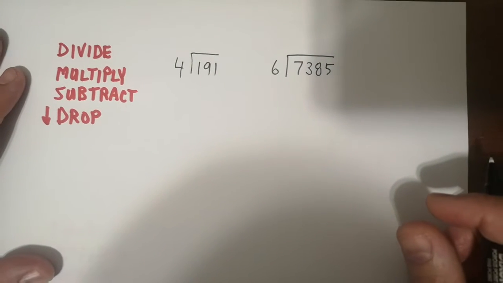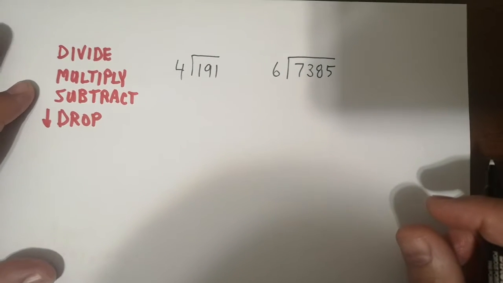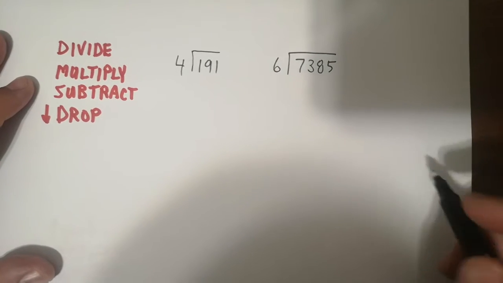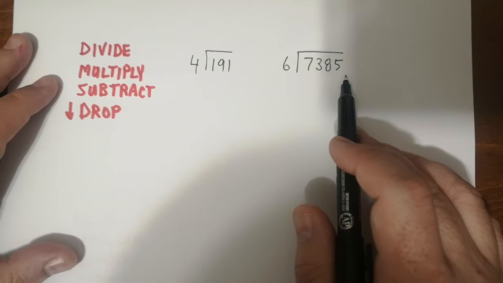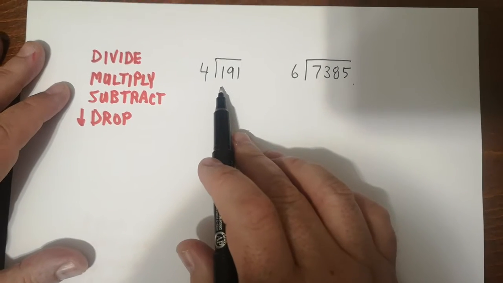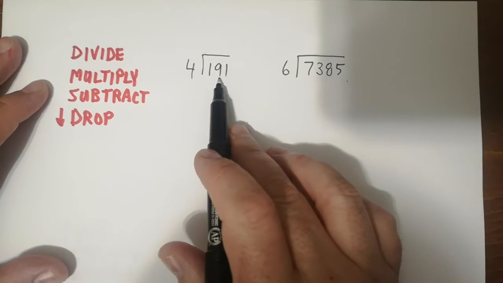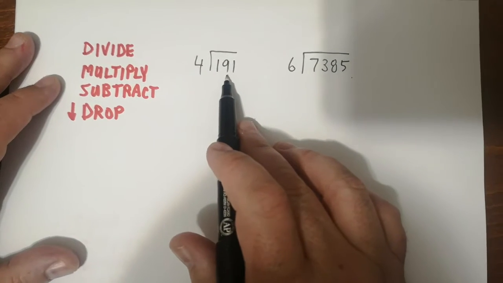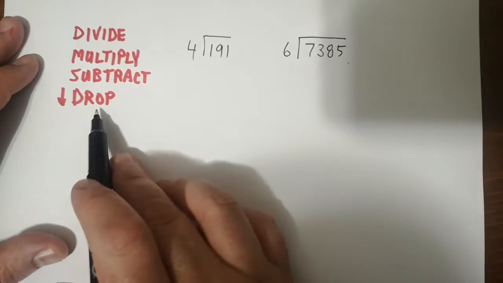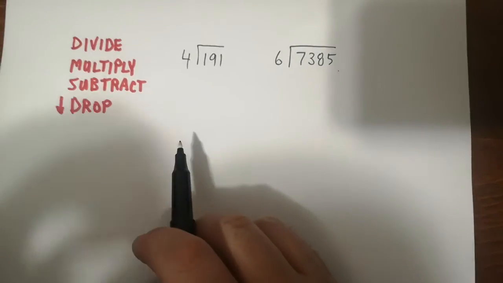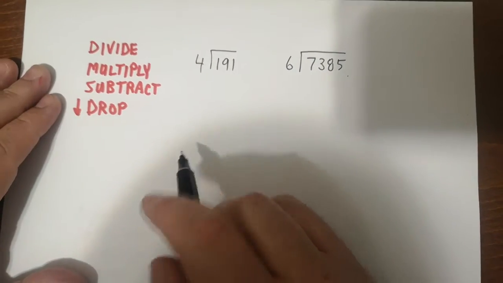Okay, everybody, we're going to take a look at some division involving dividends, which are either 3 digits long or 4 digits long. I'm going to run you through a couple of examples. We'll start with this one on the left, 191. How many groups of 4 can I get out of 191? And here are my steps: divide, multiply, subtract, drop, and you keep cycling through there until you've hit the end of the question. All right, so let's begin.